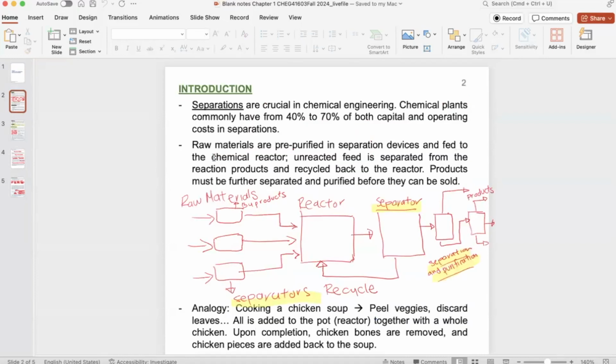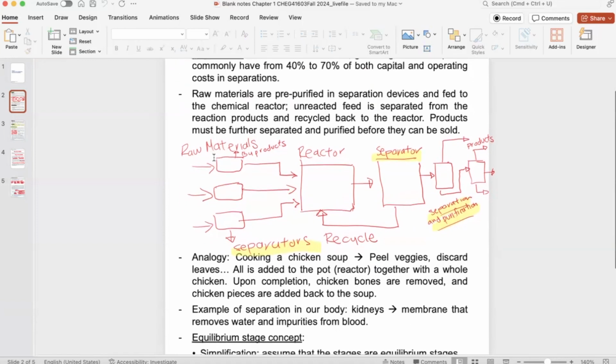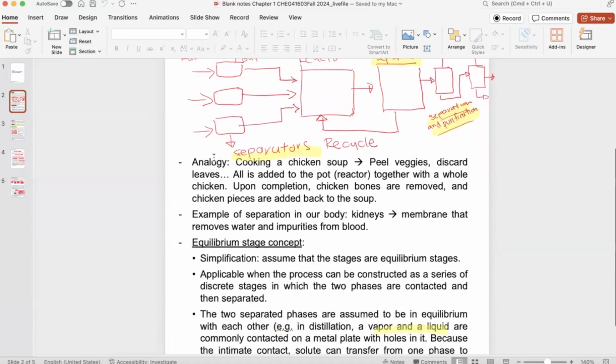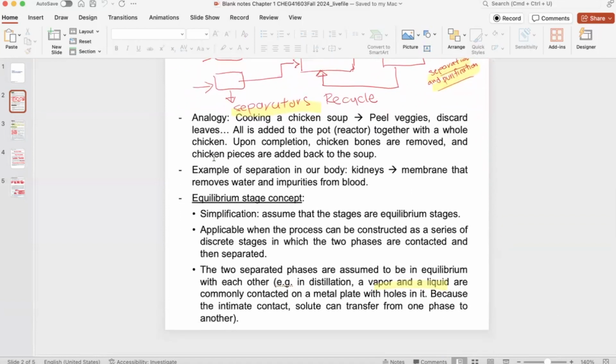Well, separations are crucial in chemical engineering. Chemical plants commonly have 40 to 70% of both capital and operating costs in separations. Typically, raw materials are purified in separation devices and fed to the chemical reactor. Unreacted feed is separated from the reaction products and recycled back to the reactor, while products must be further separated and purified before they can be sold. As you can see in this image I'm presenting, you can see the importance of separation in a chemical processing plant.